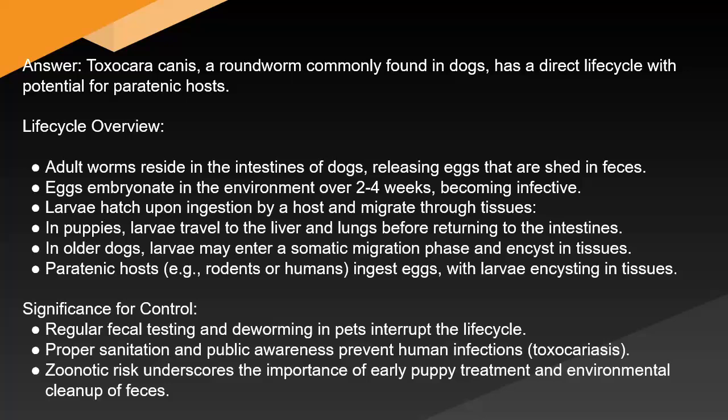Life cycle overview. Adult worms reside in the intestines of dogs, releasing eggs that are shed in feces. Eggs embryonate in the environment over 2-4 weeks, becoming infective. Larvae hatch upon ingestion by a host and migrate through tissues. In puppies, larvae travel to the liver and lungs before returning to the intestines. In older dogs, larvae may enter a somatic migration phase and persist in tissues. Paratenic hosts, e.g., rodents or humans, ingest eggs, with larvae persisting in tissues.